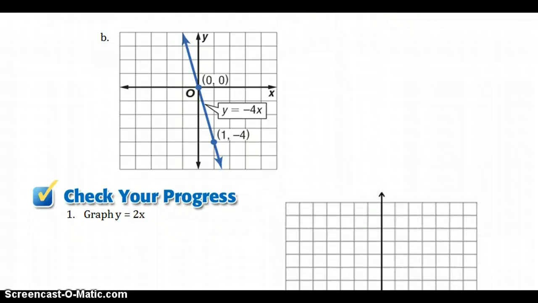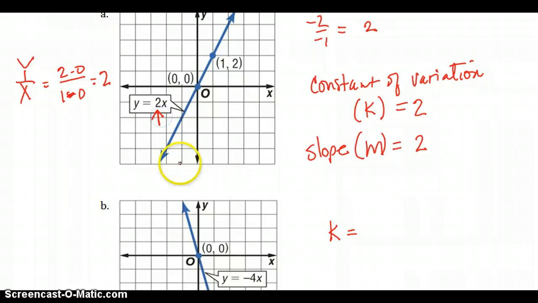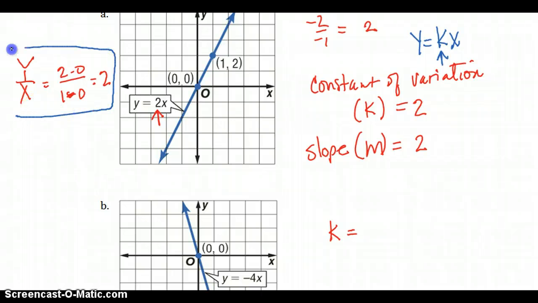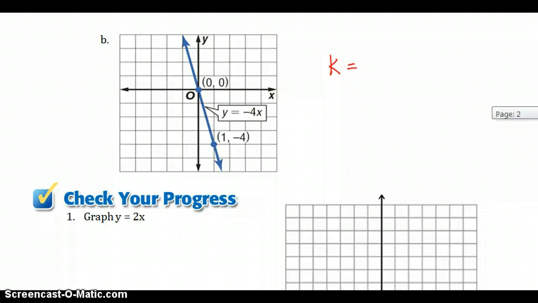So in B, what is the constant of variation? I see here it's going to be negative, so check yourself. Oh, and they gave us the equation of the line. Excuse me, I didn't even pay attention here. We have it right there. Y equals kx. K is the coefficient of x. So k was 2. I didn't even have to take the time to do the slope formula. I wasn't paying attention to my picture.